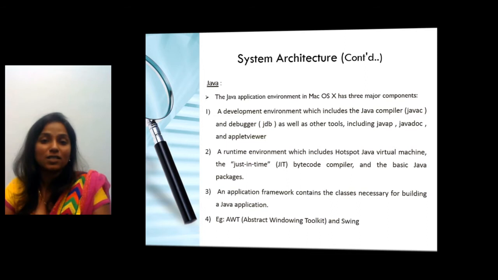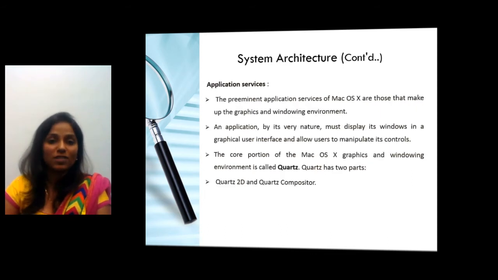The Java application environment in Mac OS X has three components: development environment, runtime environment, and application framework environment. The development environment contains the Java compiler and debugger, whereas the runtime environment contains the Java virtual machine, the just-in-time (JIT) byte compiler, and the basic Java packages. The application framework contains the classes necessary for building Java applications, and AWT (Abstract Window Toolkit) and Swing are the packages included to develop Java applications.